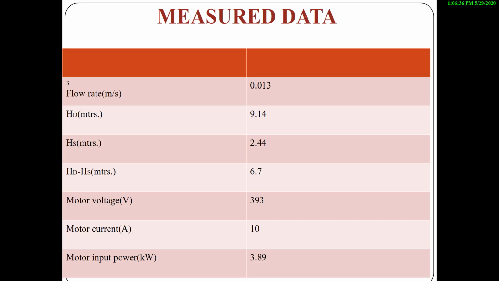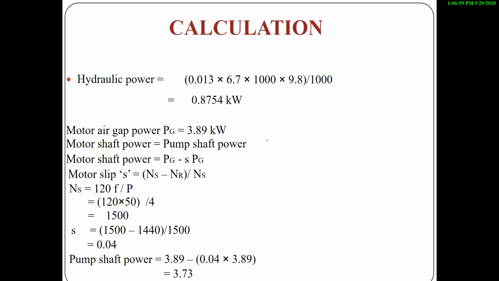These are some measured data from the system, that is, flow rate, which is measured at 0.013, and this is the discharge head in meters and the static head in meters. The difference between the two is the total head. Motor voltage, motor current and motor input power are mentioned along with their units. And some calculations have been done in order to calculate the efficiency of the pump.